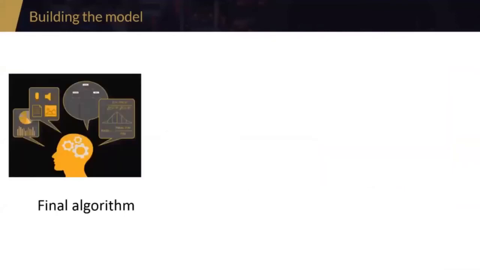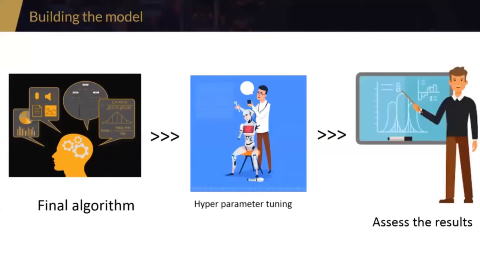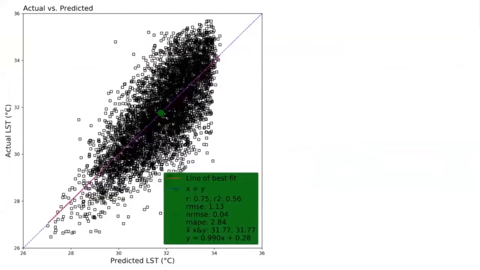From the final algorithm, we tuned the hyperparameters. Hyperparameter tuning is the process of choosing a set of optimal parameters, or the settings of the algorithm, whose value is used to control the learning process. Tuning the hyperparameters will make our model intelligent. And finally, we assess the results. So now we assess the performance of the machine learning model.